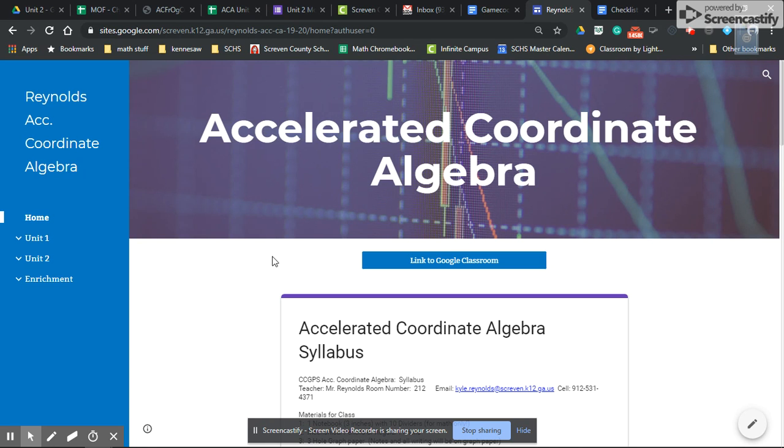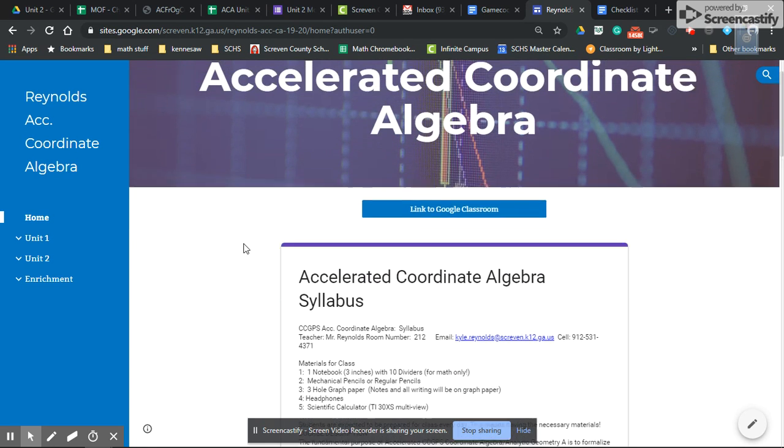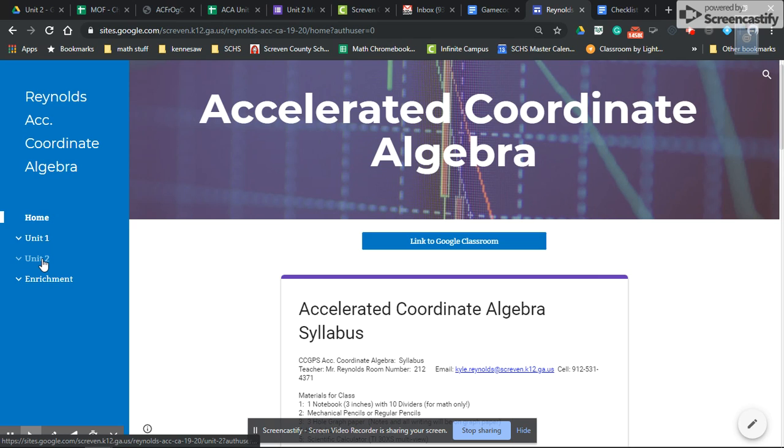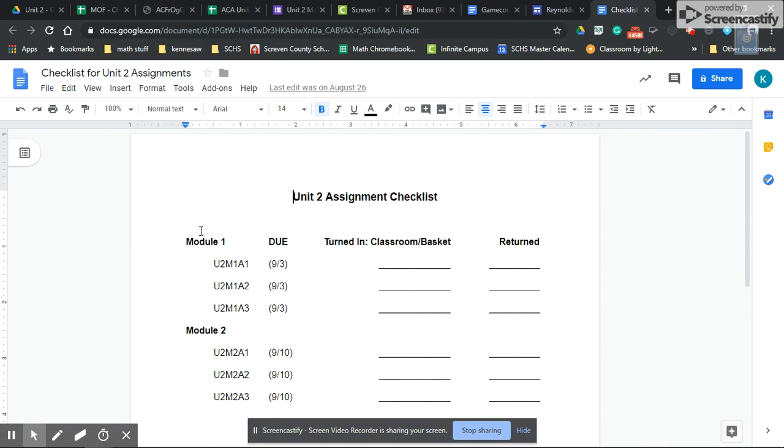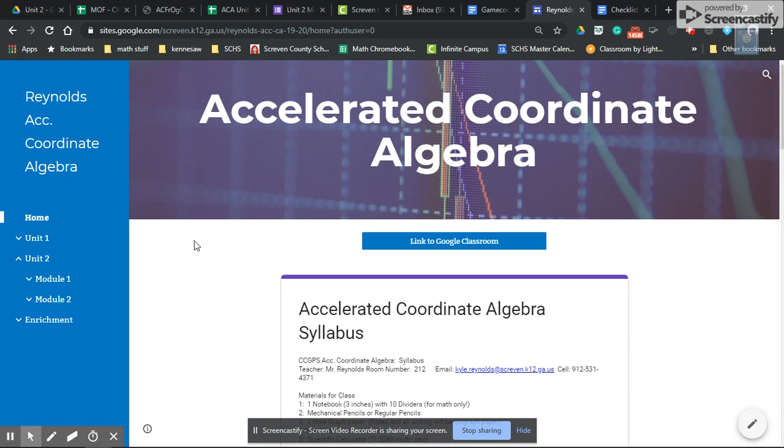So this is the home screen where they get there, and that's where our syllabus and stuff is at. I'm going to specifically focus on Unit 2 because that's the one we were just talking about. And if you notice, it's broken down into 2 modules, exactly the same way the checklist was. Module 1 and Module 2. Okay? Basically, a module is from quiz to quiz.